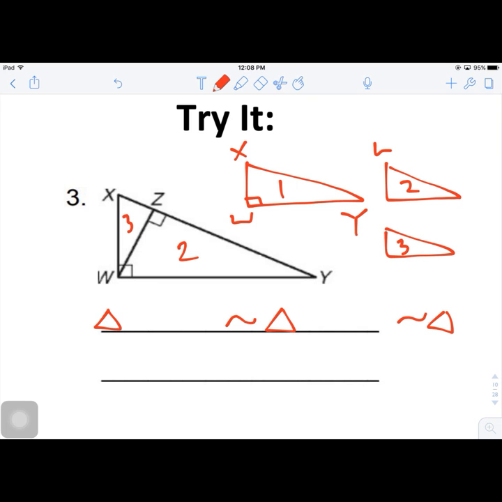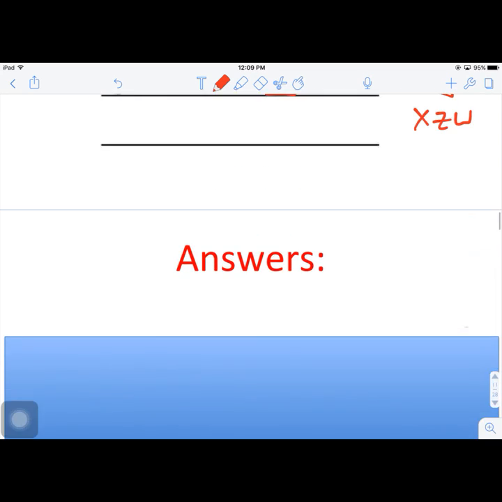So triangle 2 is actually going to be W, Z, and Y, and triangle 3 is going to be X, Z, W. So you would have to look at it at a different angle to see that those are the lined up coordinates, and then we can rewrite this as triangle W, X, Y, the original, is similar to the second triangle, W, Z, Y, and triangle X, Z, W. So that would be the similarity statement between those 3 triangles.